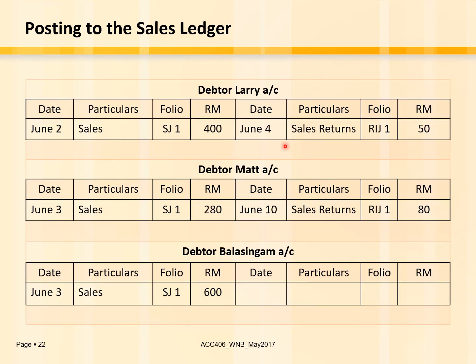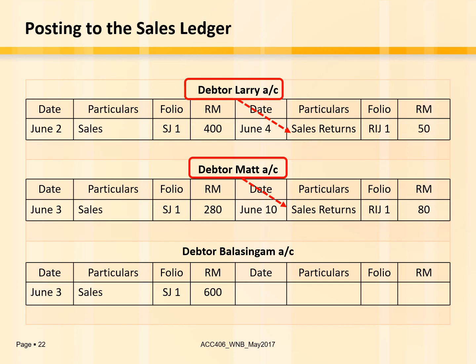Okay. Next adalah untuk debtor Larry dan juga debtor Matt. So, what happened? Masa kita jual kepada Larry ni, kita dah debit kita punya Larry, kreditkan sales. Selepas tu, Larry ni pulangkan balik kat kita barang. So, kita keluarkanlah hutang dia dengan kita sebanyak 50 dan Matt 80. Macam ni. Okay, kita akan guna akaun yang sama. Kalau Larry ni sama macam tadi juga, sebab tu dia dah ada baki kat sini. Dia cuma bersambung dengan returns.